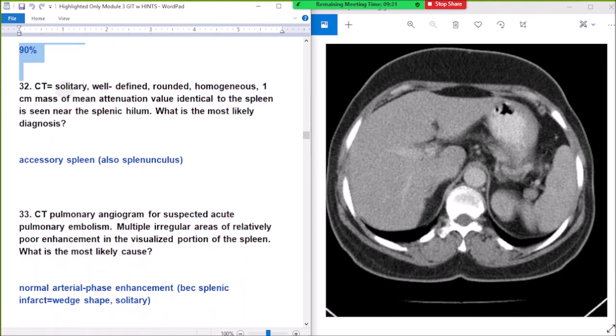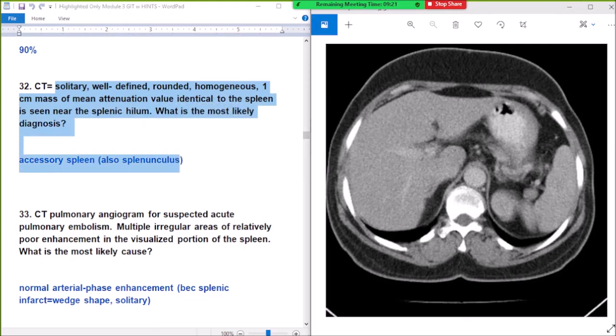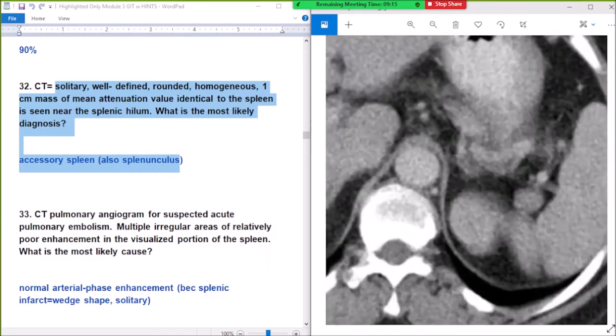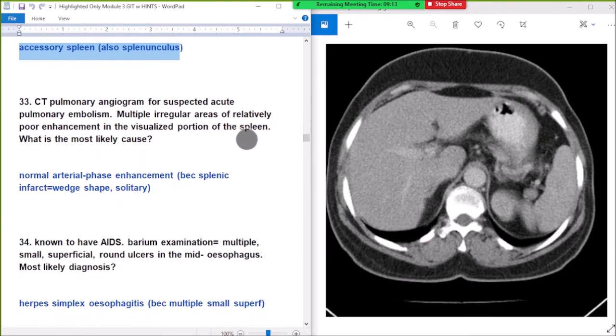Question number 32. CT scan shows well-defined rounded homogeneous mass with attenuation value identical to spleen, seen near the spleen. Most likely diagnosis: splenule or accessory spleen.